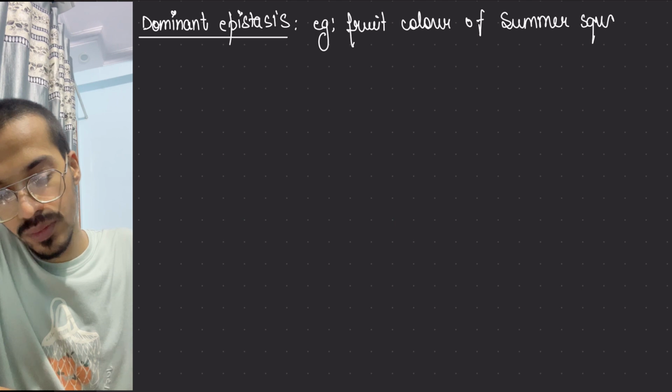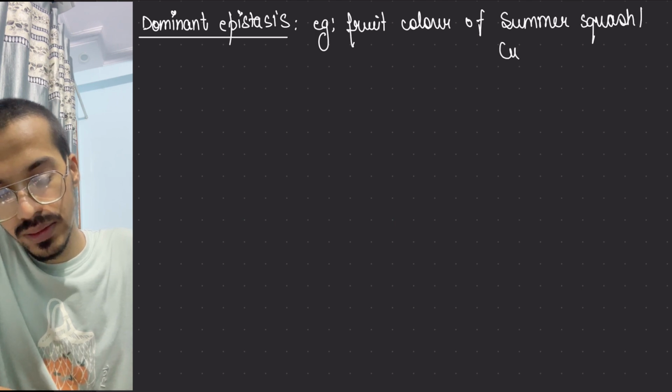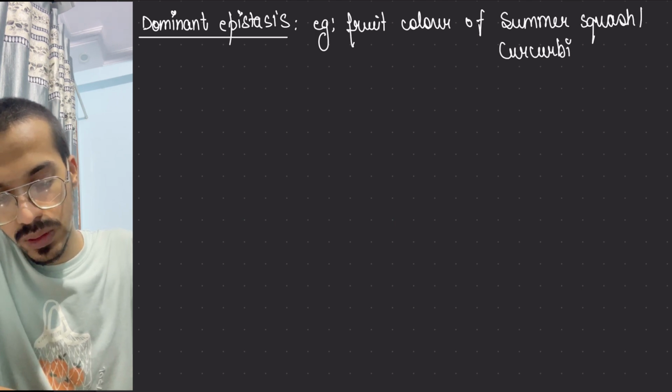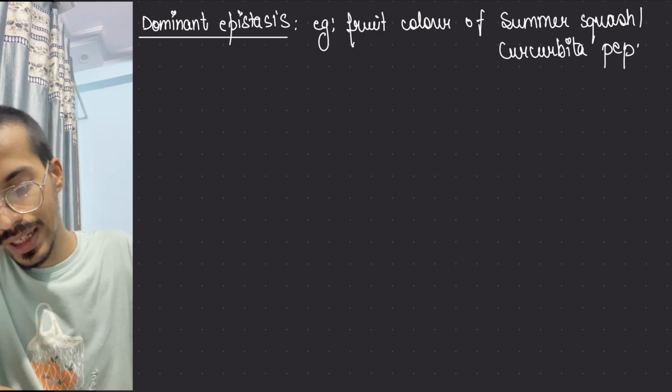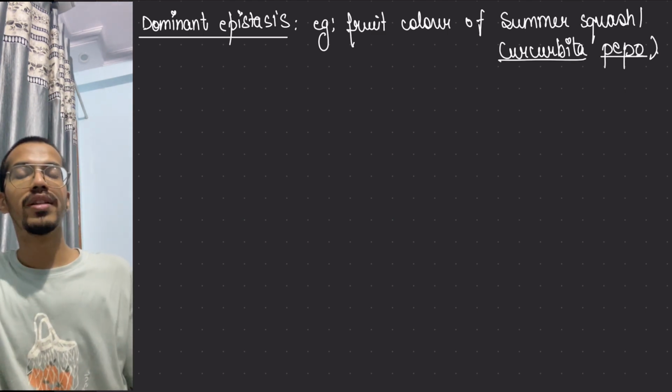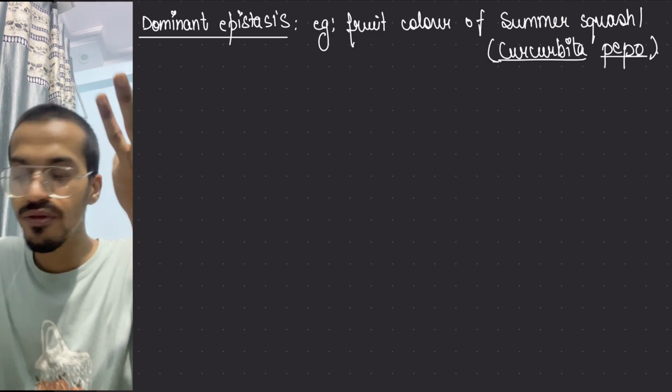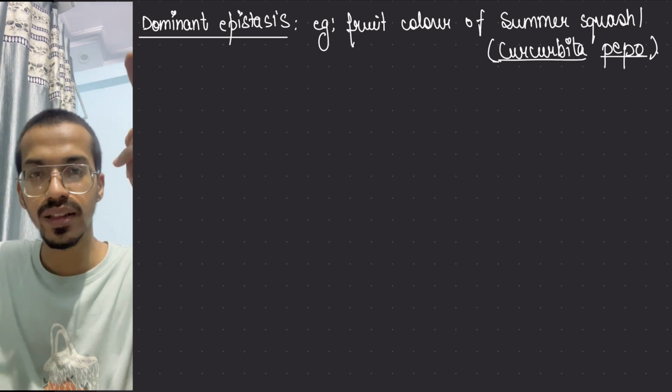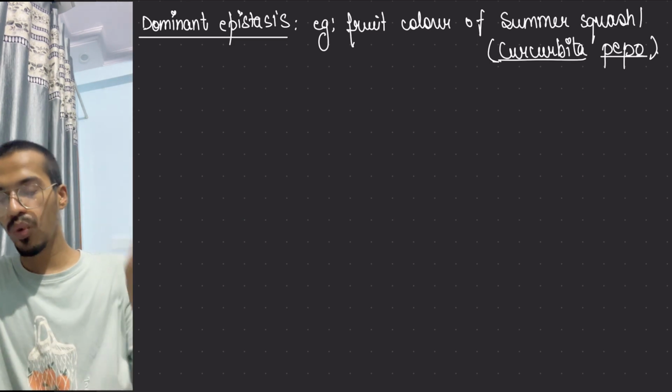That is what? Cucurbita pepo, scientific name. Now what happened in them? In them there are 3 different types of colors: white, green and yellow. Okay, over here what are the colors?